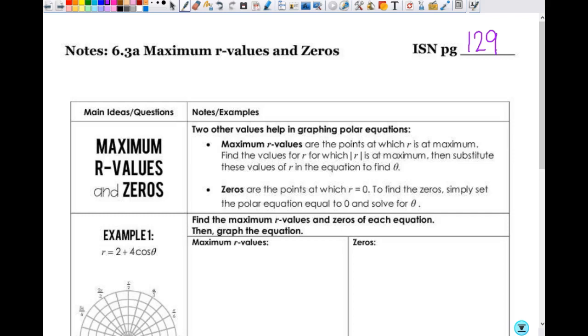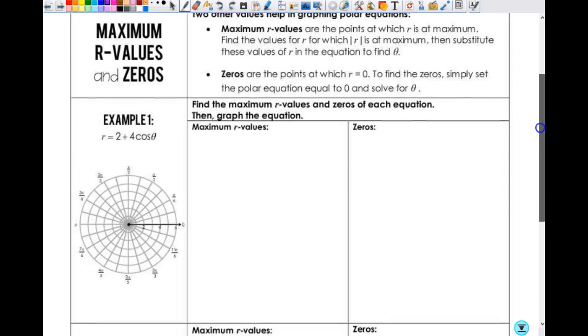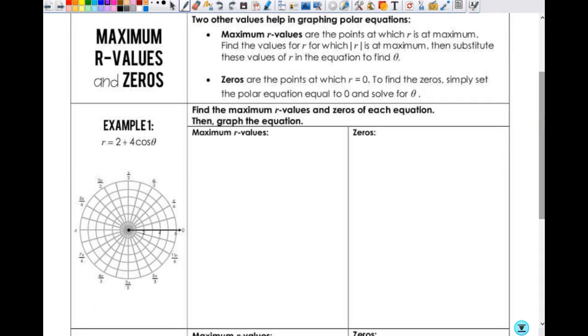So today we're going to find some things, and we're actually going to attempt to graph some without really knowing what these graphs look like, just by some of the behaviors that we have. So it says two other values help in graphing polar equations. So that means other than the symmetry that we talked about. The maximum R values, what do you think R stands for? Radius, are the points at which R is the maximum. Makes sense, I hope. The values for R for which the absolute value of R is at a maximum, then substitute these values for R in the equation to find theta.